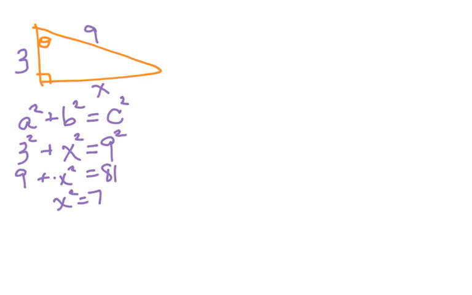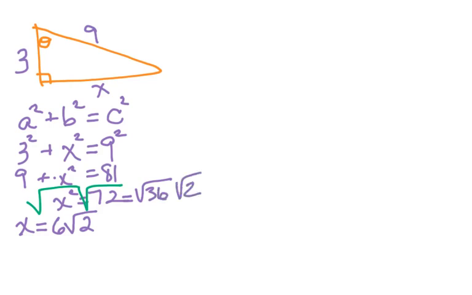X squared equals 72. Okay, when we take the square root of both sides, that's going to reduce down to 6 times the root of 2, because 72 is the root of 36 times the root of 2, which gives you 6 root 2. So now I can go here and label this 6 root 2. Then you do exactly the same thing you did before. You find the sine, the cosine, and the tangent.